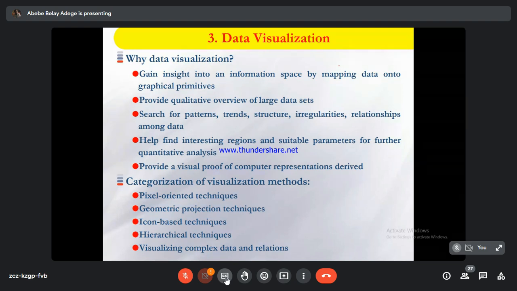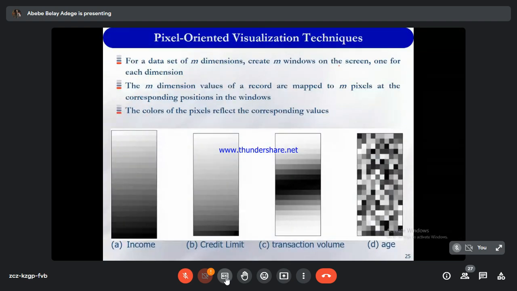What is data visualization? Data visualization means gaining insight into the information space by mapping data onto graphical primitives. It is used for providing quality information about the pattern, the structure, the irregularity, and the relationships between different variables. That is called data visualization. So data visualization is used for presenting the nature of the data to people.